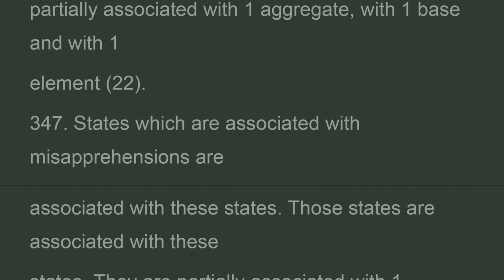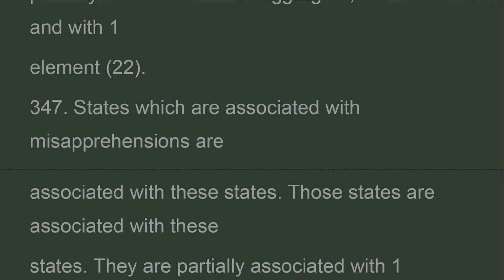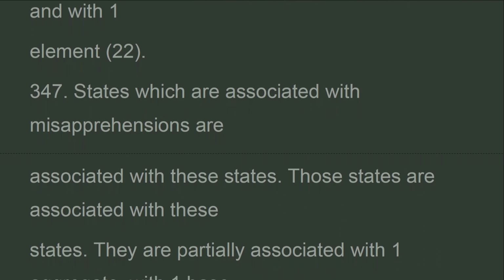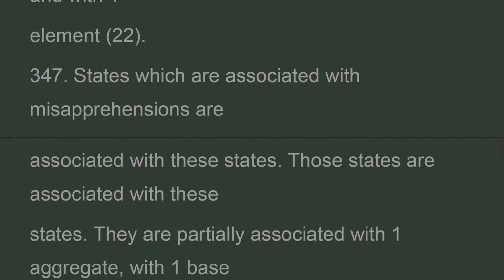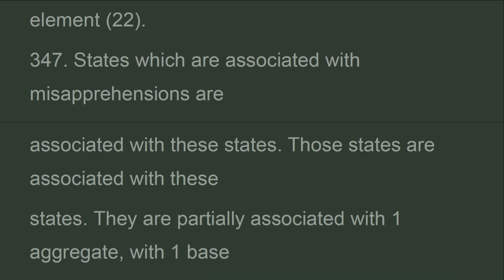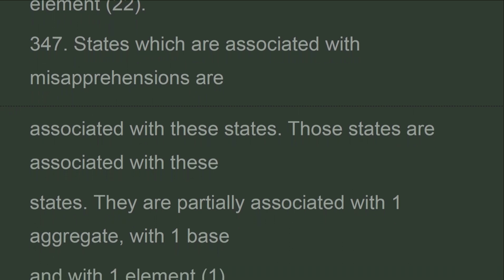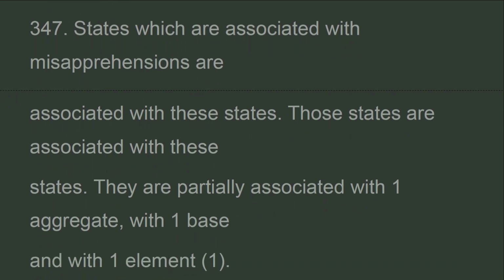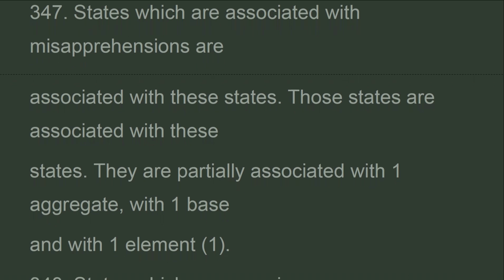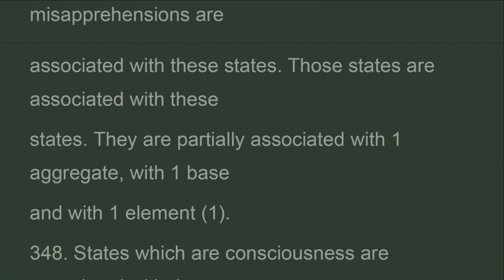347. States which are associated with misapprehensions are associated with these states. Those states are associated with these states. They are partially associated with one aggregate, with one base and with one element.